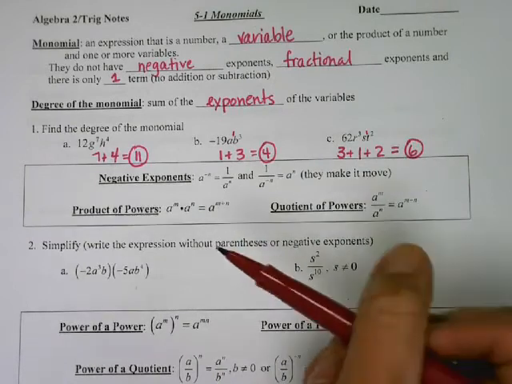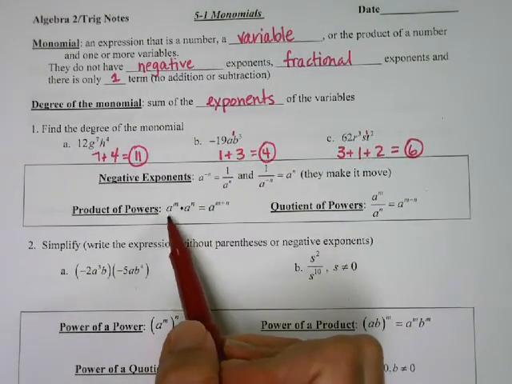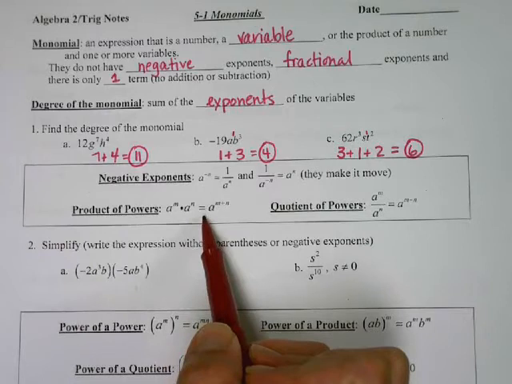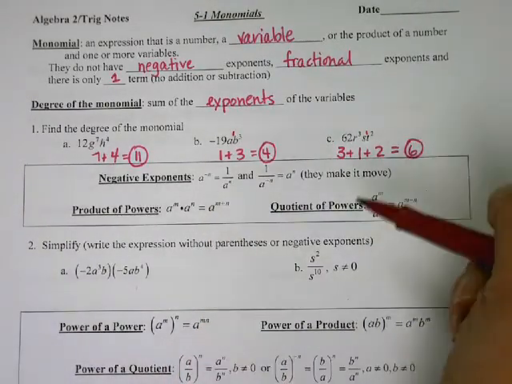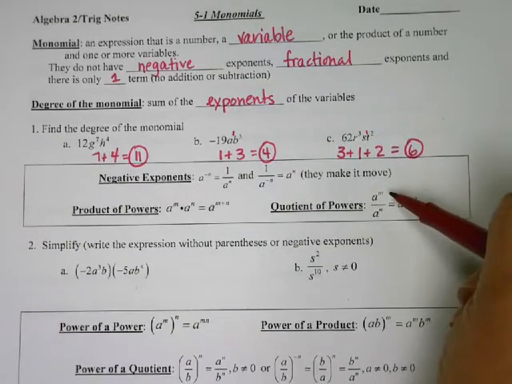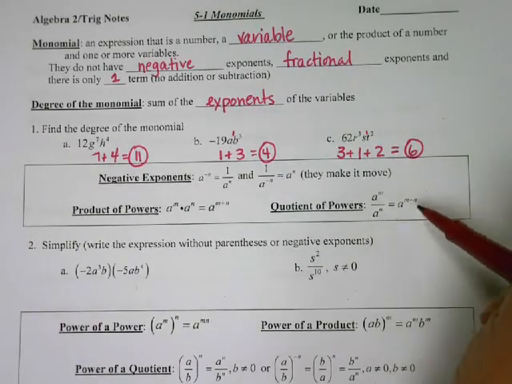Product of powers. The product of powers, if I have a to the m times a to the n, then that's a to the m plus n. I'm going to add them. Quotient of powers, a to the m divided by a to the n, I'm going to subtract them.